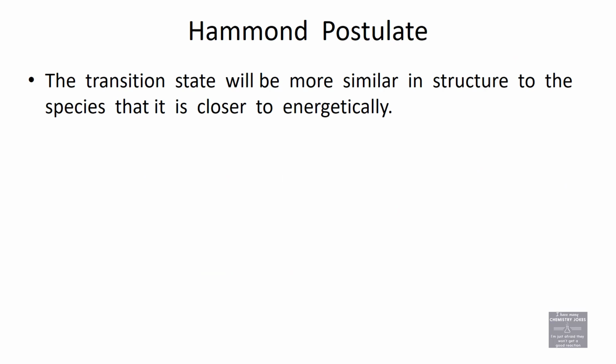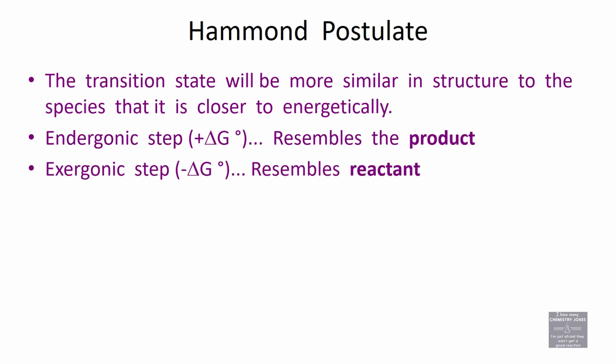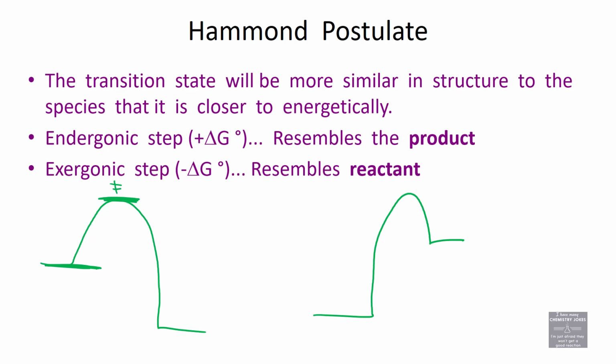Alright. There's this fancy thing called the Hammond postulate. The Hammond postulate simply says a transition state is more similar in structure to the species that it is closer to energetically. So if you had something that looks like this, the top of the hill is closer in energy to the reactant, so the transition state looks more like the reactant than it does the product. If you have the opposite, this versus this, the transition state looks more like the product.